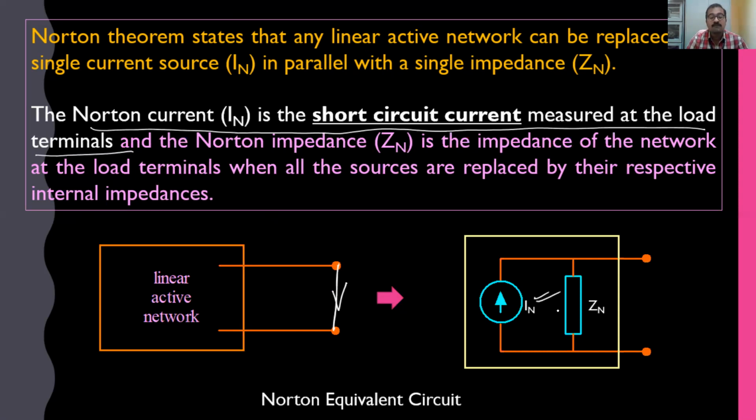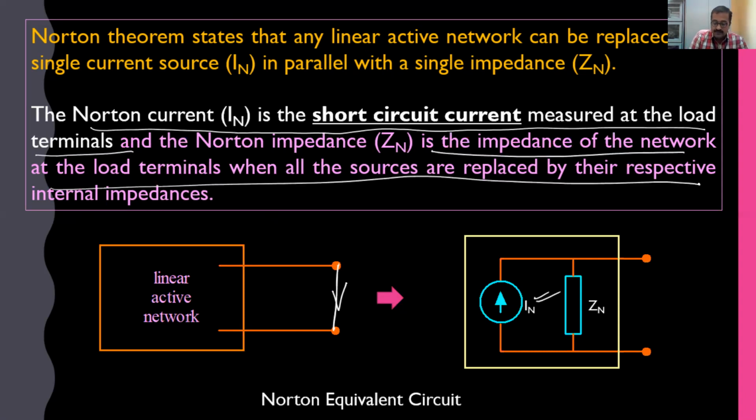And how will you find the Norton impedance Zn? It is the impedance at the load terminals when all the sources in the network are replaced by their respective internal impedances. That means if this network has some voltage sources, you have to short circuit them, and if there are any current sources, they must be opened. Then you measure the impedance as seen from the load points. That will give you the Norton impedance Zn.